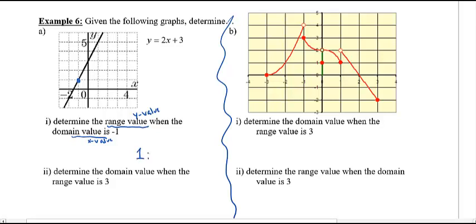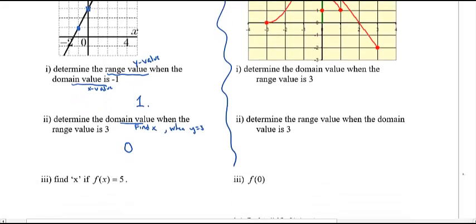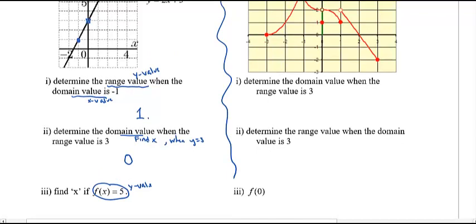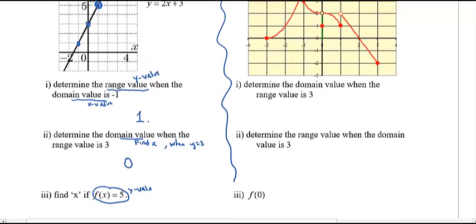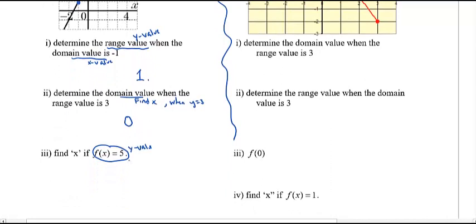And if I did part 2, determine the domain value, so once again that means find x. When the range value is 3, so when y equals 3, I look on the graph and here's y is 3, and the domain value must be 0. Okay. And similarly for the last one, finding x if f of x equals 5. Once again, f of x equals 5 is the y value. So looking at my graph, or looking at my equation, I see that the answer is 1. Okay, so x equals 1.